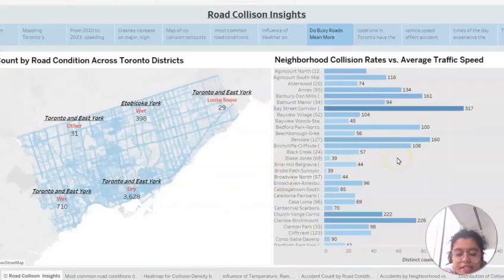On the right-hand side, we have the bar chart linking the collision rate with traffic speed. Neighborhoods like Bay Street and Clairlea have both the highest speed and high crash counts, proving that speed is a major factor. These insights can guide speed control policy, and traffic calming zones and smarter infrastructure can be improved in these areas. Thank you, Professor. That's my three data stories.